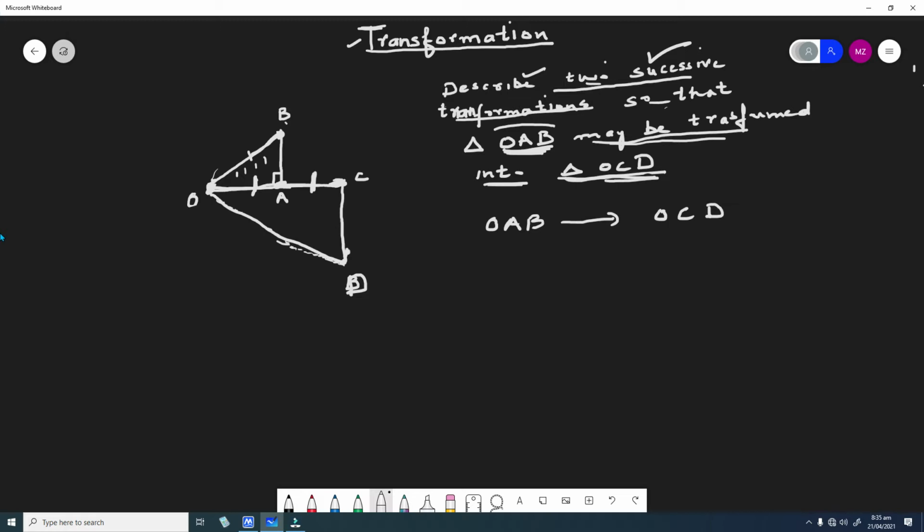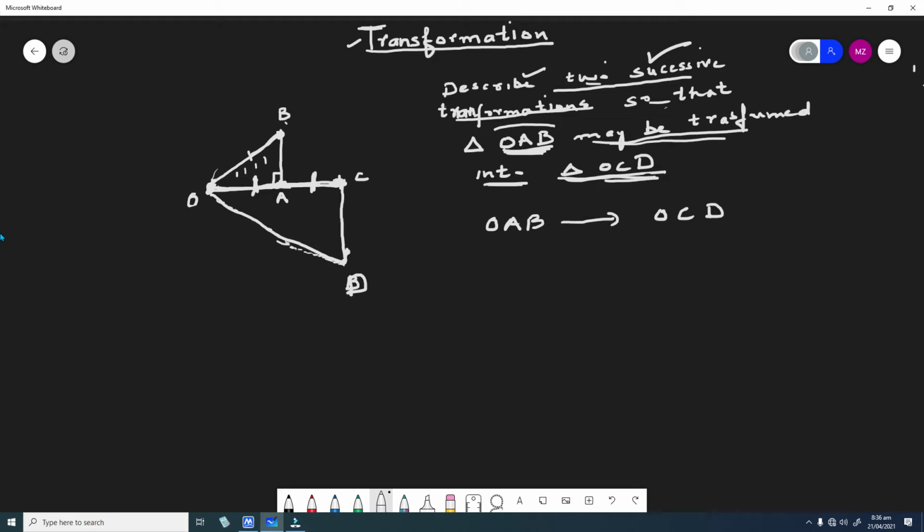Another thing which is given in this question is that OA, this line segment, is equal to this line segment. Now, as you can see, OAB is a smaller figure and OCD is a bigger figure. So certainly, one of the transformations will be enlargement. Now, as you can see, OA is equal to AC, it is given. These two segments are equal. OA is equal to AC.